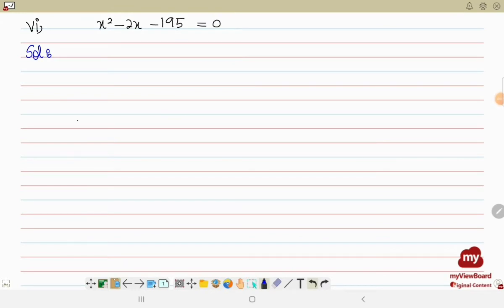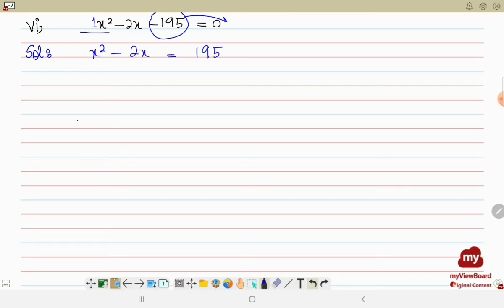Let's solve one more quadratic equation by completing square method. Let's solve it step by step. The very first step of working was to make the coefficient of x squared as 1. Here it is already 1, so our first step of working is already done. The second step of working was to take the constant term to the right hand side. Here it is minus 195. When you shift it to the other side, it will become plus 195.